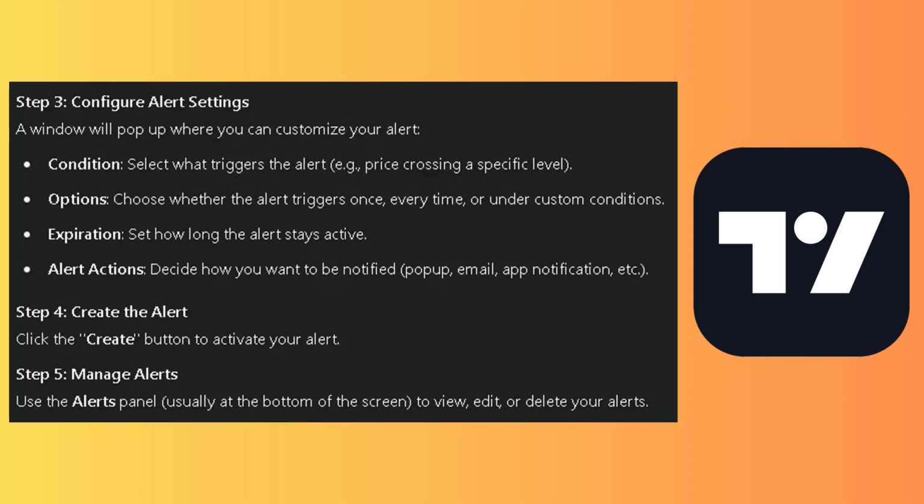Options. Choose whether the alert triggers once, every time, or under certain conditions. Expiration. Set how long you want the alert to stay active for. This could be 2 days, 10 minutes, 12 hours.